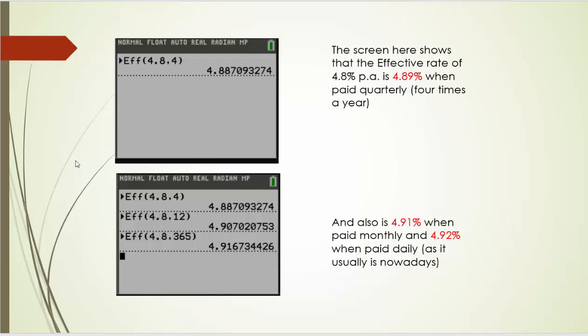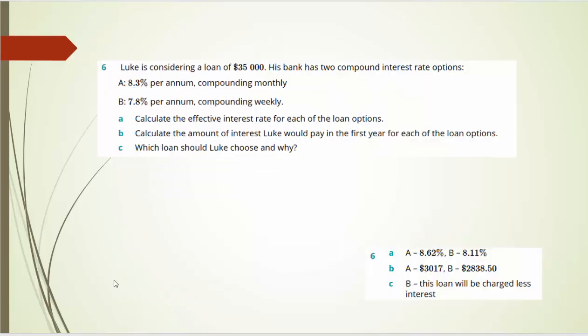The lower half of the screen has got the same thing for you to study for 12 times a year and 365 times a year. These are the same calculations as on the table on the previous page. So that's all you need to do to find an effective interest rate given a nominal interest rate. I've only selected one question from the textbook to have a look at. Questions 1 to 5 are basically just practicing that skill, which you should work through.